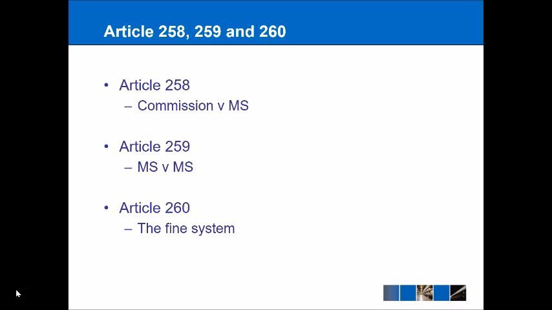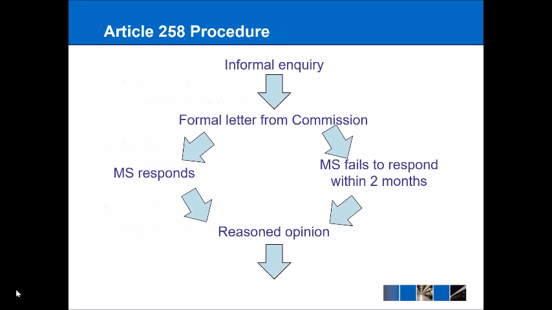And finally, Article 260 is more of an addendum to these articles. It's the fine system that's in place, and it basically gives the whole procedure teeth. So rather than the EU simply telling the member states what to do, they can say, if you don't do what we say, then we're going to fine you. And we'll look at how heavy the fines can be later on. So first, let's just have a look at the procedure and try and understand how they actually work before assessing how effective they are. So as I said, Article 258 is where the Commission brings an enforcement action against the member state.